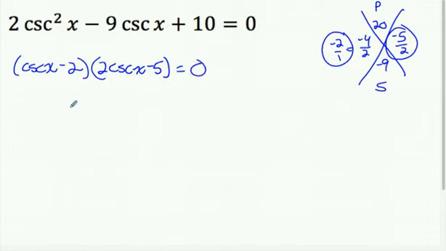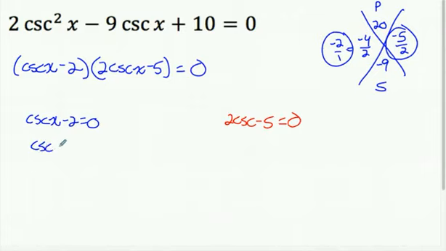Right, so I've factored this. I mean, we could have split the middle term and factored by grouping, but this is just a little shortcut. If we expanded this, we would get back to our original expression. Now that it's factored, we can use the zero product rule. In order for the product of two things to be 0, either this one has to be 0, cosecant x minus 2 has to be 0, or over here, 2 cosecant x minus 5 has to be 0. Those are the only two ways our product could be 0. So let's solve for both of these.